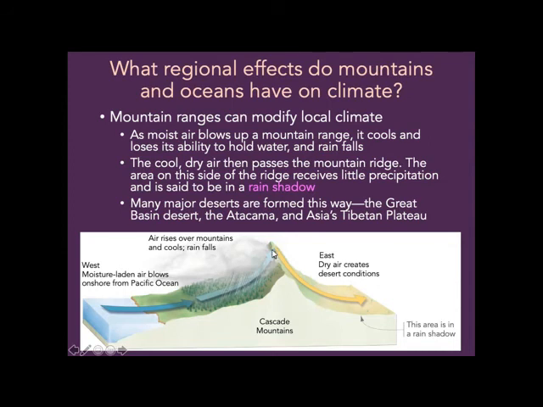And then once the air gets over the top of the mountain, it basically has lost all of its moisture. So the air that blows down the other side of the mountain is very dry. So this is a rain shadow. You get this dry air. And so a lot of the major deserts are formed this way. So the Great Basin Desert, Atacama, and Asia's Tibetan Plateau are all major deserts that are the result of a rain shadow.